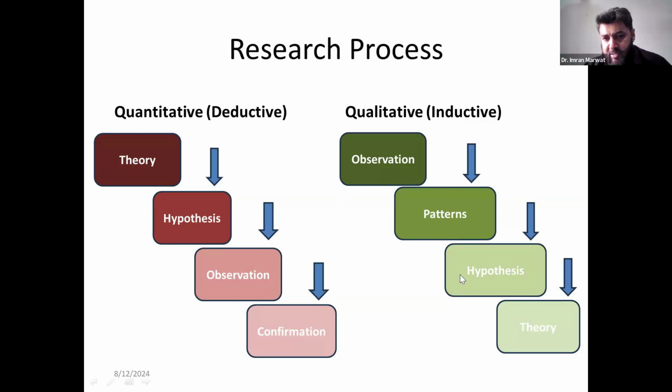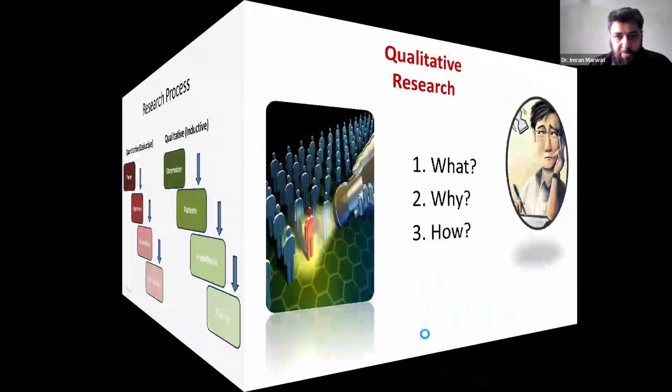So there are so many different religious perspectives, cultural perspectives, and social perspectives. So those are different observations, and then patterns, and then the hypotheses. Okay, and then we generate the theory. So this is the inductive process of qualitative research.